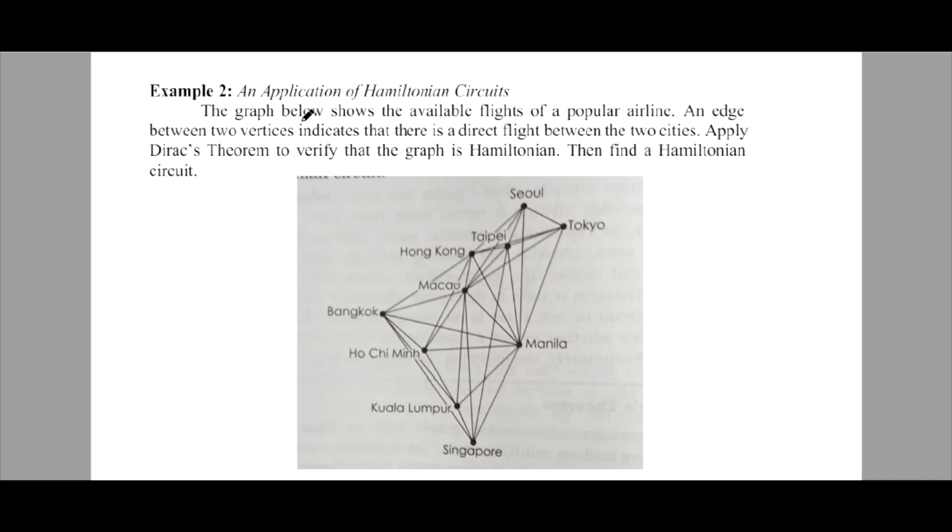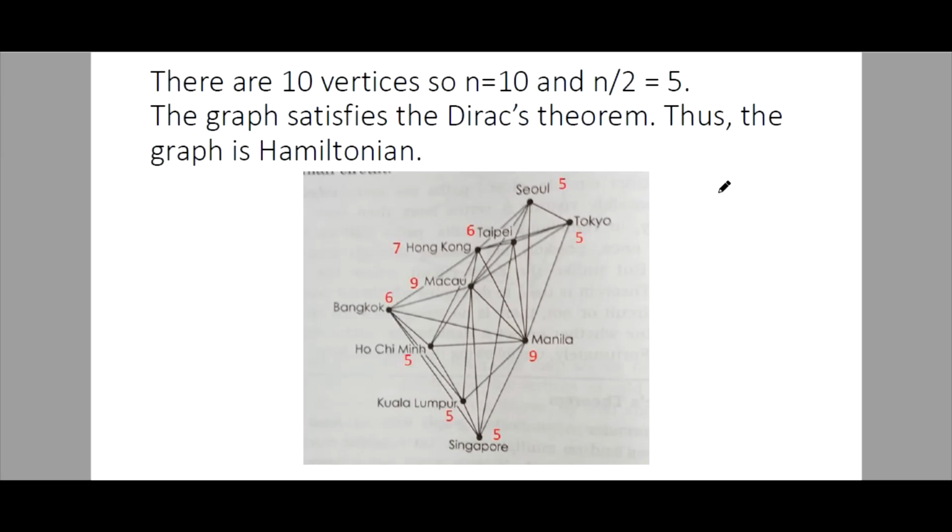Since we are asked to use Dirac's theorem, of course, we'll start with the degrees. The number of vertices is 10. And the degree of the vertices must be at least n over 2, which is 5. If you notice, we have degrees 5, 6, 7, and 9. So it satisfies the premise of Dirac's theorem. Thus, the graph is Hamiltonian.